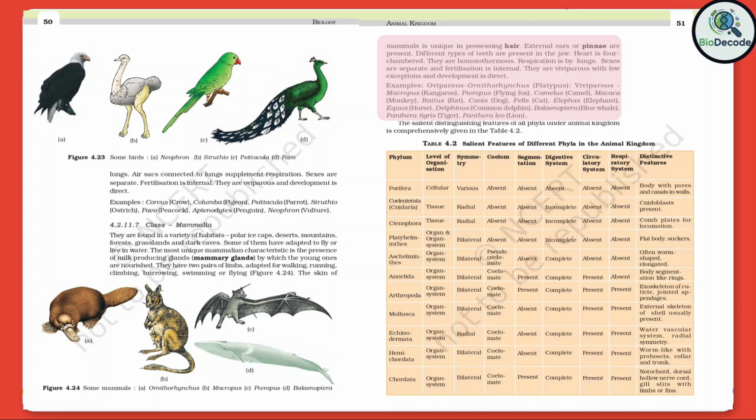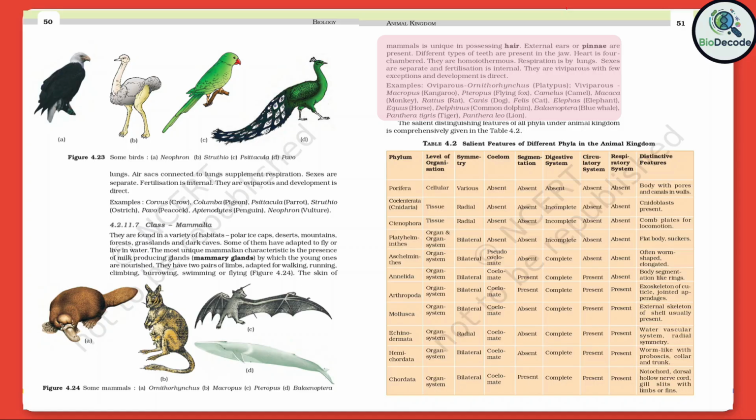External ears or pinnae are present. Different types of teeth are present in the jaw. Heart is 4-chambered. They are homoeothermous. Respiration is by lungs. Sexes are separate and fertilization is internal. They are viviparous with few exceptions and development is direct.